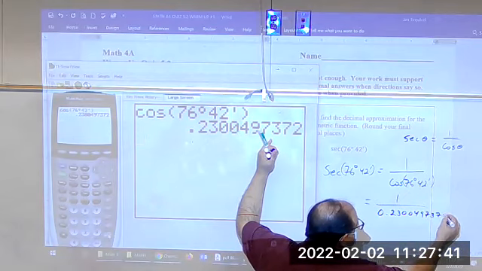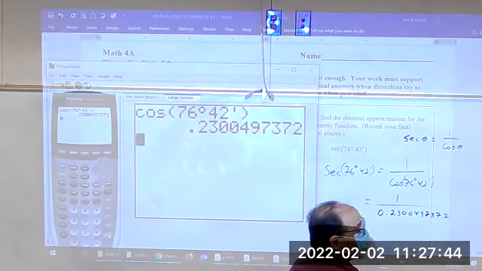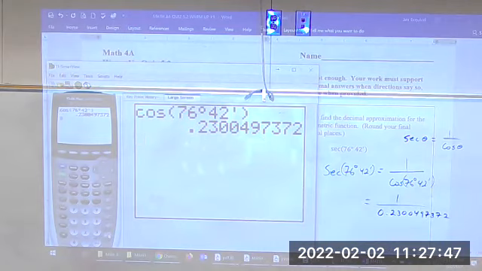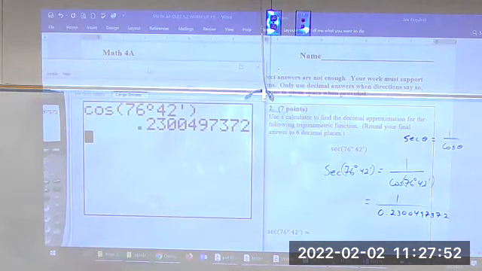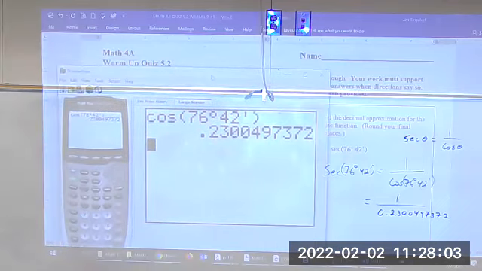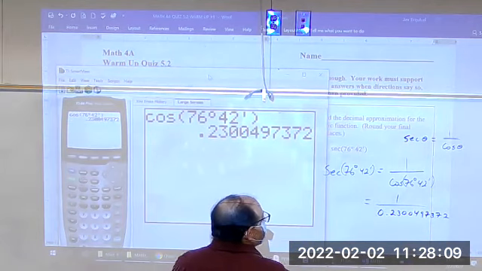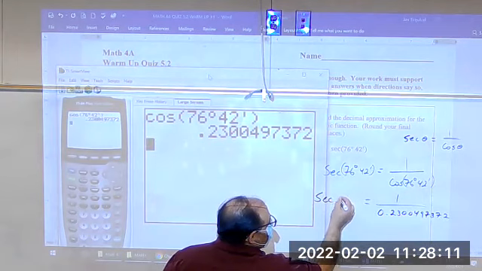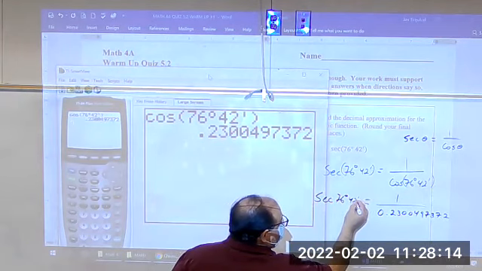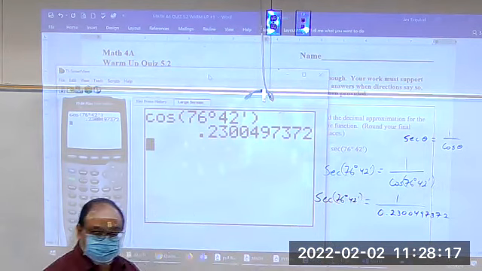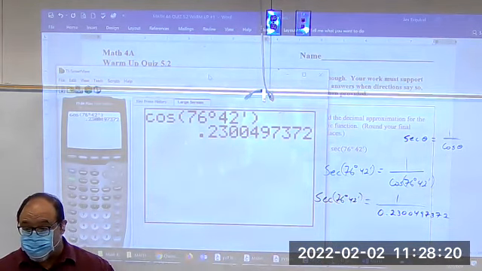And the cosine of 76 degrees, 42 minutes is 0.2300497372. Now, the reason why I'm doing so many decimals is because it says round your answer to 6 decimal places. So I need as many decimals as I can in my answer, and then I'll round at the end. So now, this is my secant of 76 degrees, 42 minutes. You're not going to turn that in. You can't round that. It's not a decimal yet.